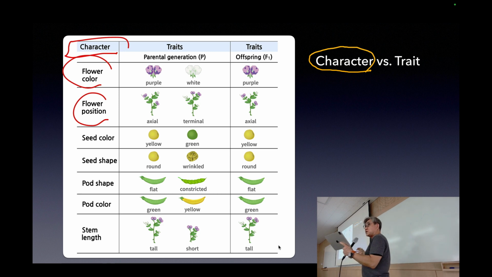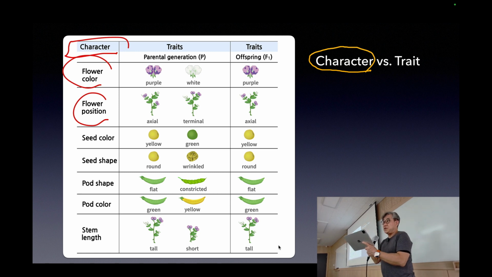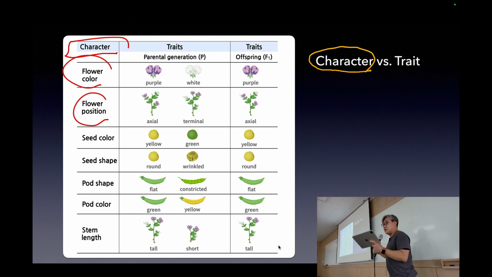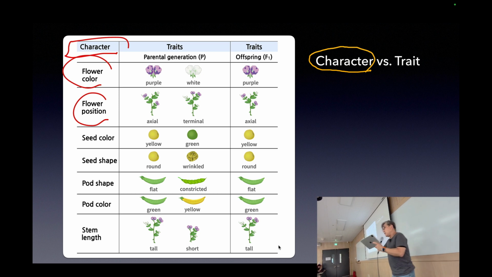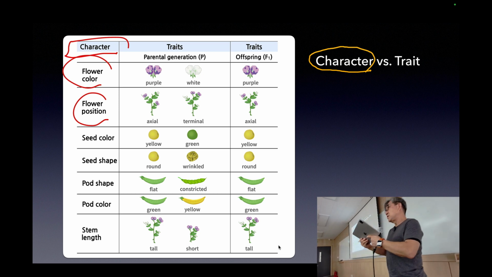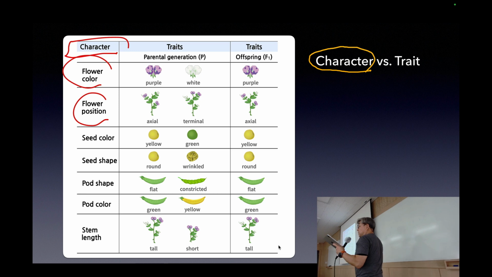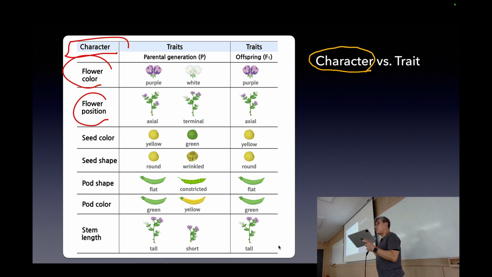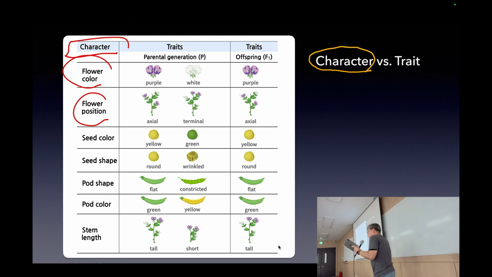Flower color is one such character. Flower position, seed color, and so on. And human height, human eye color, human intelligence, all of them could be different characters. In modern terms, those characters come from your different genes. Different genes are responsible for different types of characters.